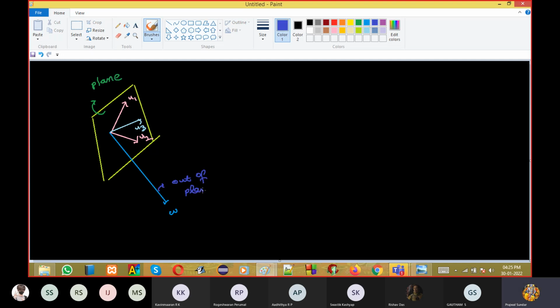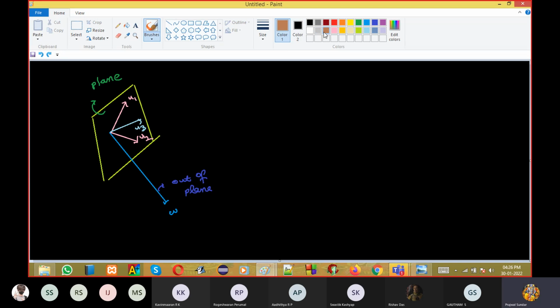So if it's out of the plane, then how can it be dependent on U1, U2? It's not possible, right? Any vector on the plane, you can write as some combination of these two. If it's out of the plane, how can you write it? You can't write it. Understand? This is the geometrical interpretation. Anyone has any doubt? Please ask.